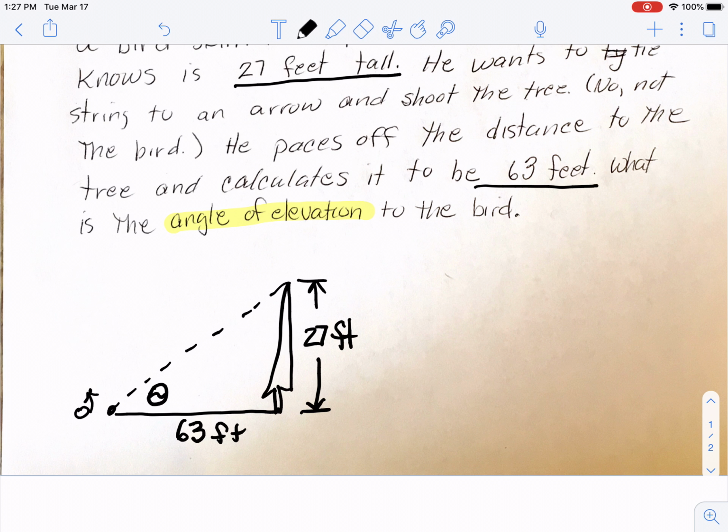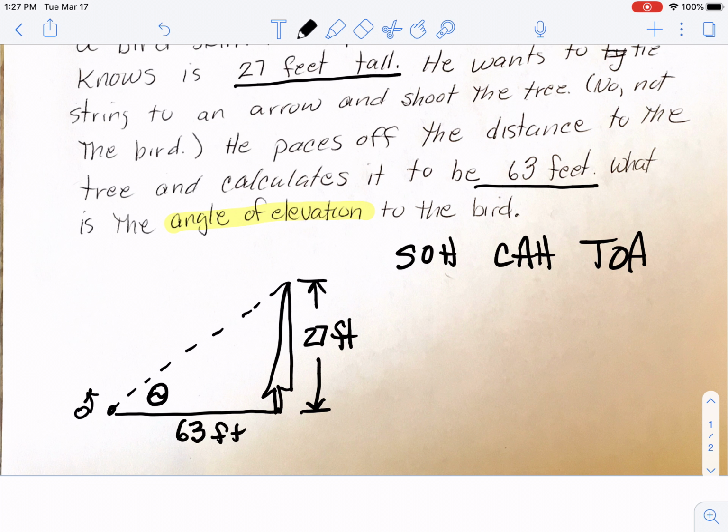So if I want theta, then I've got to ask myself, what parts of the triangle do I know? Because I have to pick a formula. I have sine, I have cosine, and I have tangent. So I've got to pick a formula that's going to be useful.